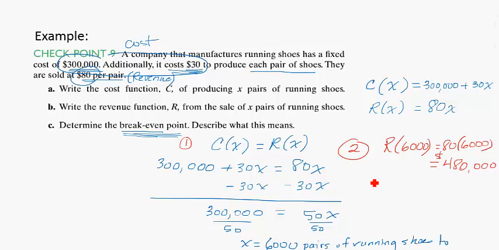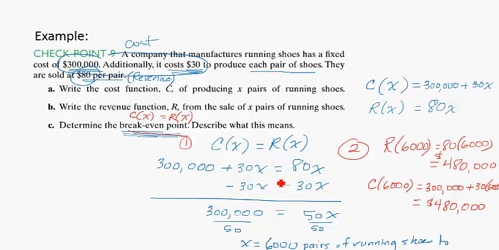Now, just to be on the safe side, I'm going to calculate my cost at 6,000. And so that's going to be 300,000 plus 30 times x, and x being 6,000, running out of room there. So it's going to be 300,000 plus 30 times 6,000, and that is indeed 480,000. And if I had gotten something different, I know that I would have made a mistake because, again, your break-even point is where cost equals your revenue.